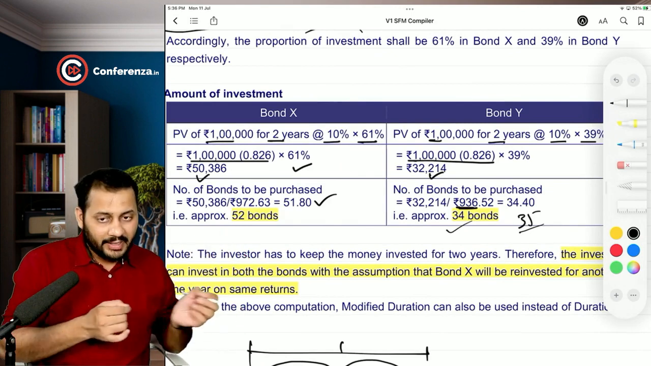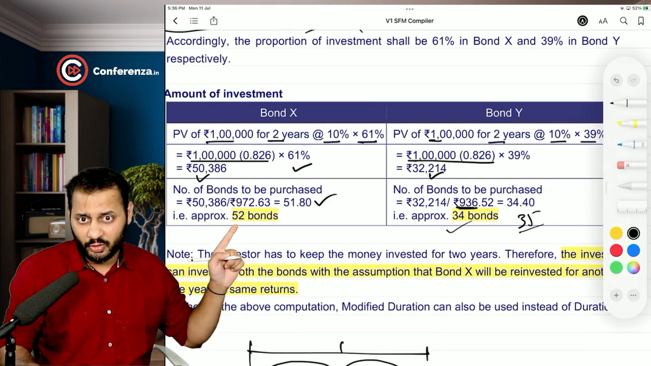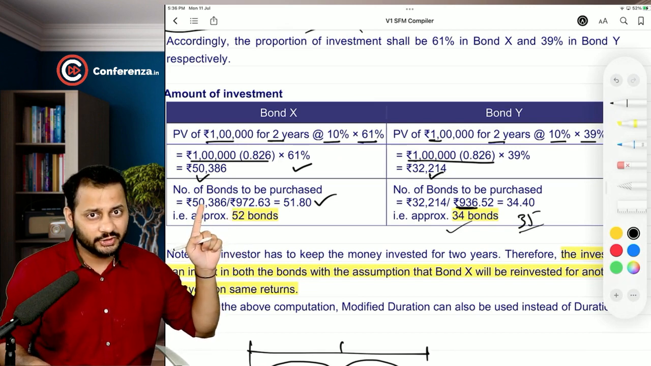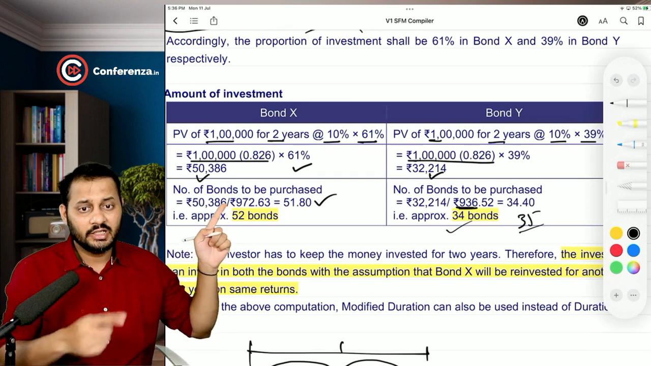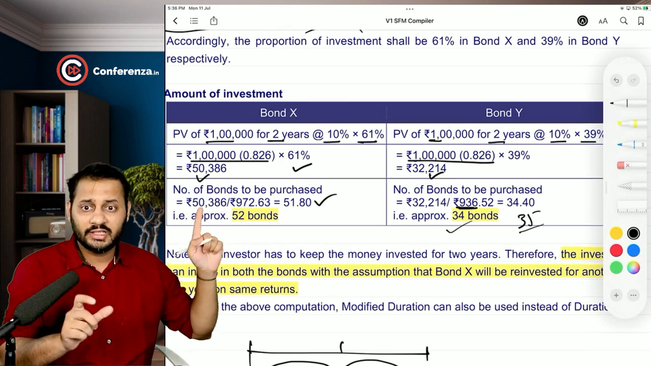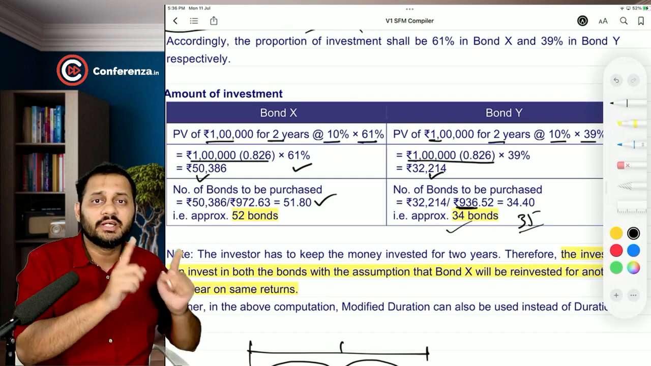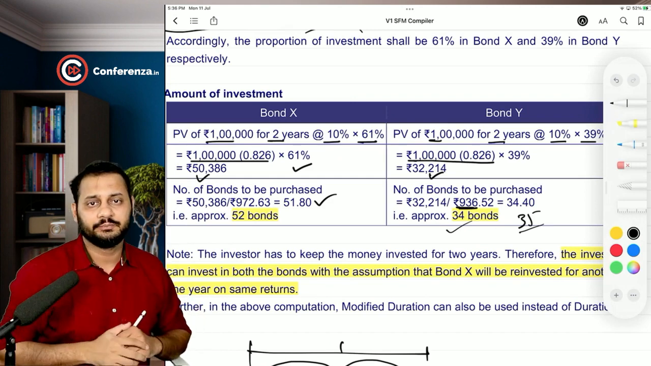Again, going from backwards, these are the number of bonds that you wanted to purchase. If you buy this much of the bond, you will be buying at this price. That means you will be investing this much of the amount, and this amount plus that amount, 5386 plus 32214, together becomes 82600, and 82600 in 2 years will become 1 lakh, exactly what you need after 2 years.